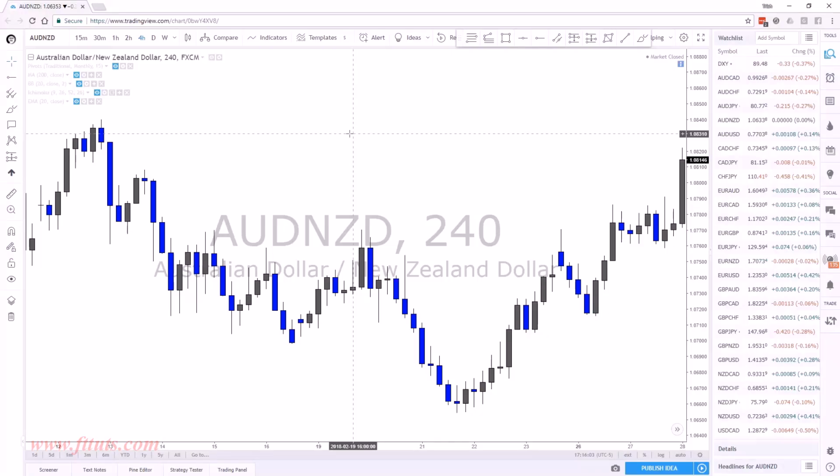All right, let's take a look at Australian dollar, New Zealand dollar. Here we have Australian dollar, New Zealand dollar. And what we're going to do is we're just going to use just candlesticks and basic market structure to see if we can spot some entries to take a trade based on possible market exhaustion or reversal.